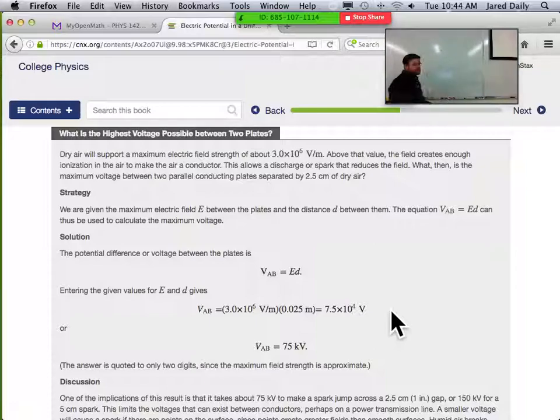And it's a uniform electric field. And it says above that value, the field creates enough ionization in the air to make the air a conductor. This is what happens when lightning occurs.